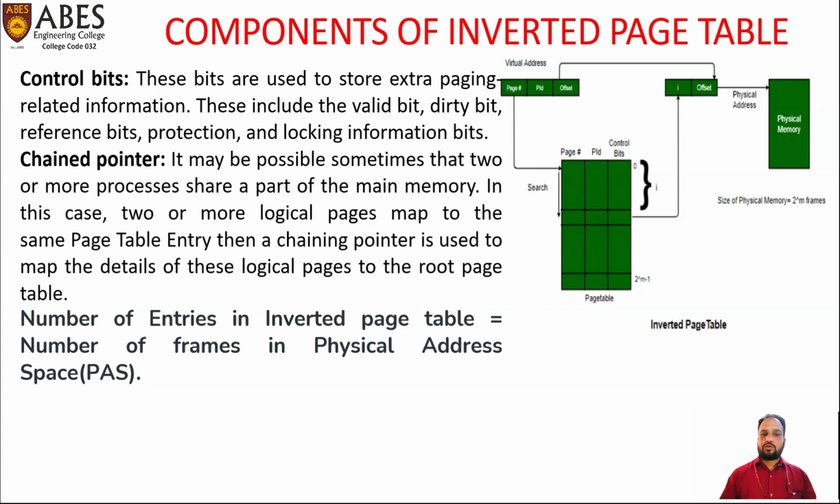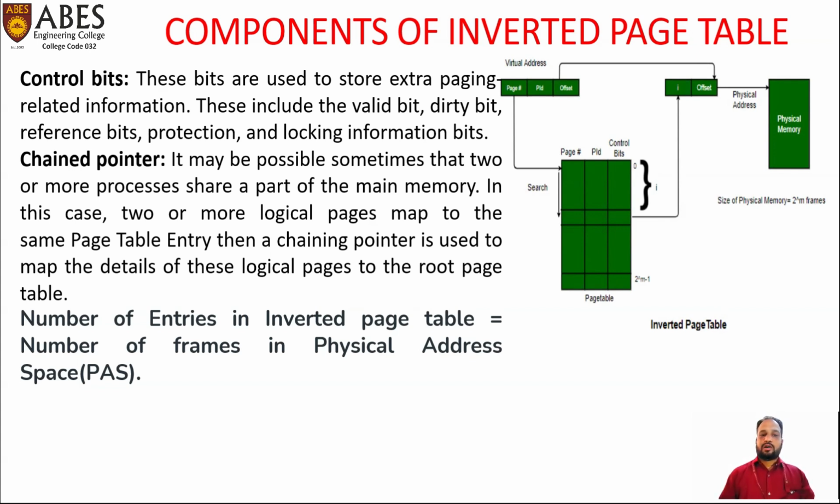By using those control bits, we get details about whether that particular page is available inside the main memory. If it is available, then what it should be allocated. We also learn about dirty bits, reference bits, whether protection is available, and whether locking information is available with the particular page or not. So these are the control bits.